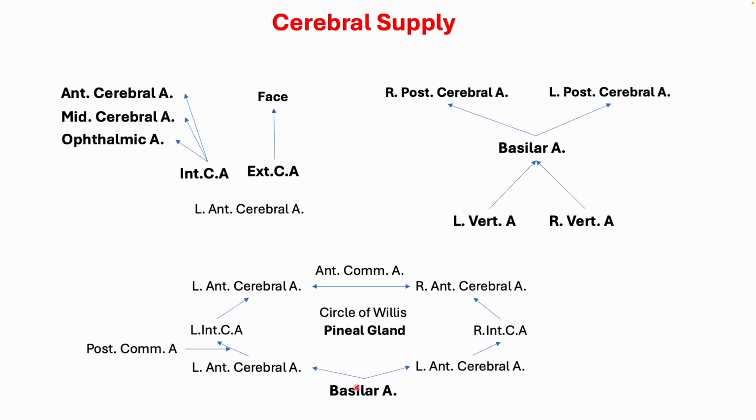And since the basilar is just one artery that further branches down into the posterior cerebral arteries, this makes the circle. It's called the circle of Willis.